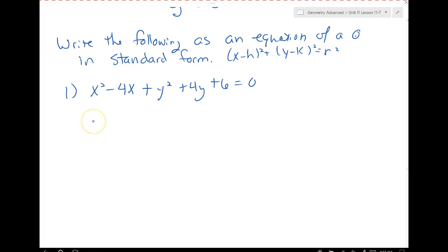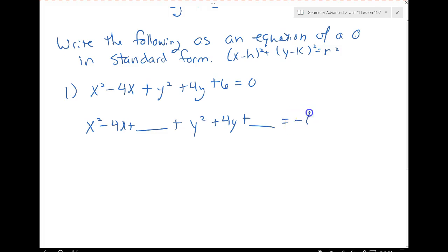First things first, you always put your x's together. You always put your y variables together, right? So when I have this, I'm going to go x squared minus 4x plus blank. Because remember, I need to make a trinomial. Plus y squared plus 4y plus blank. Now, what in the world did I just do? Well, remember, where does the 6 have to move?